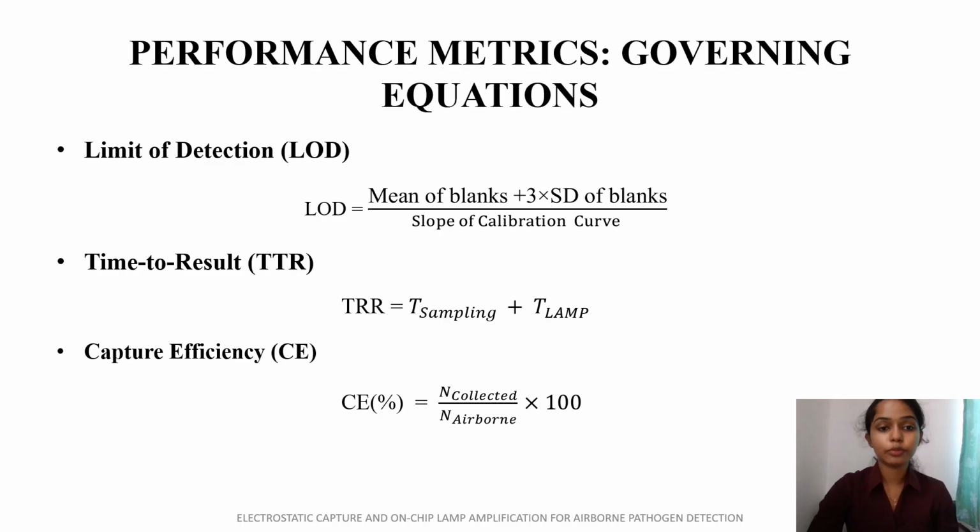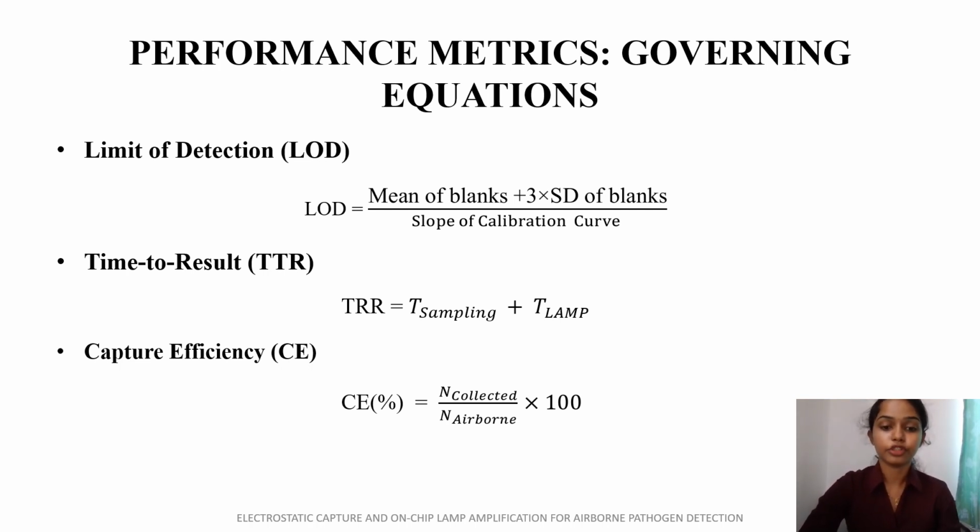The second one is the time to result, TTR. TTR equals T of sampling plus T of LAMP, that is, capture time plus amplification time, to show how fast the device gives a result. Lower TTR is crucial for real-time detection.